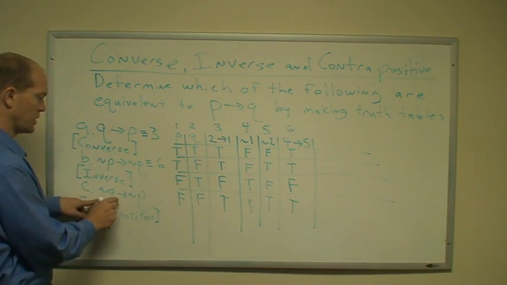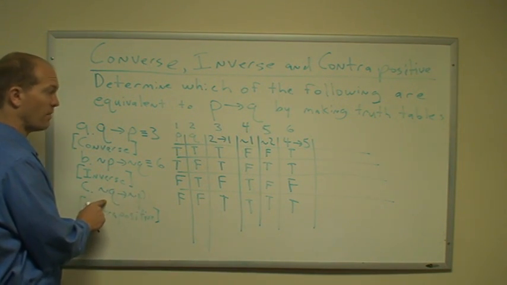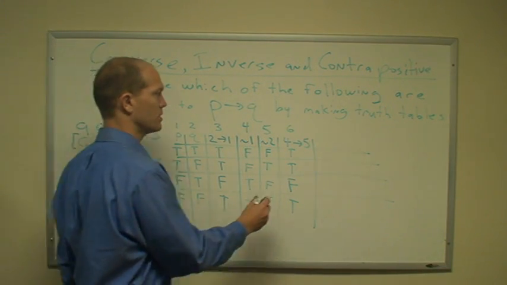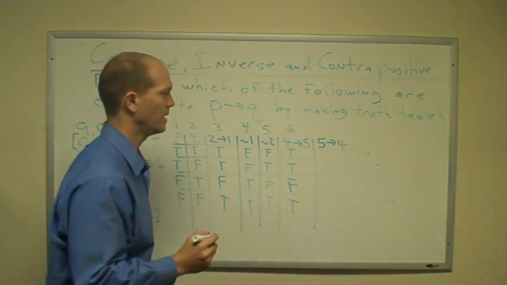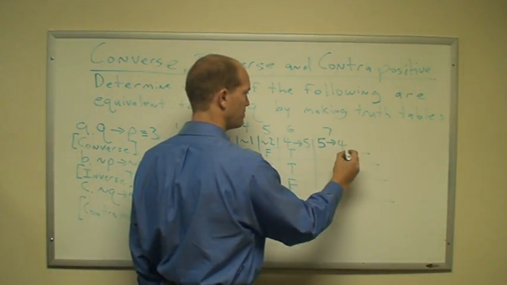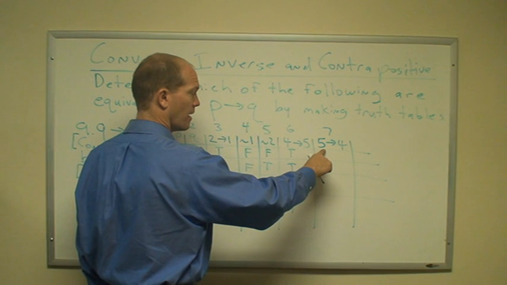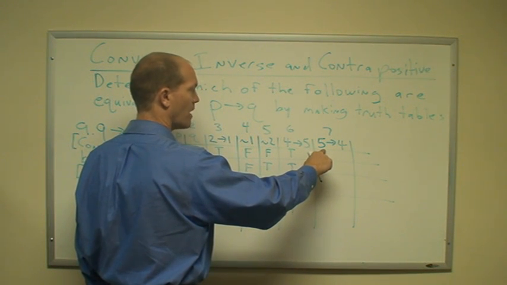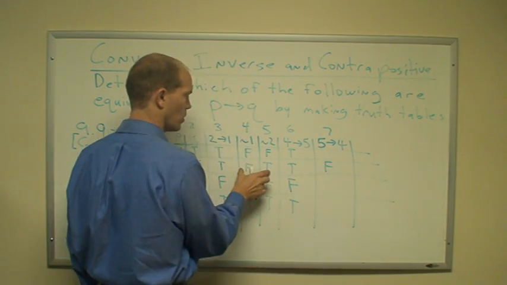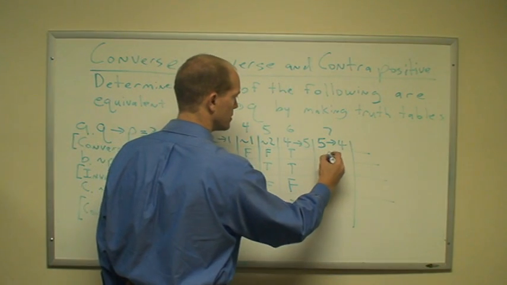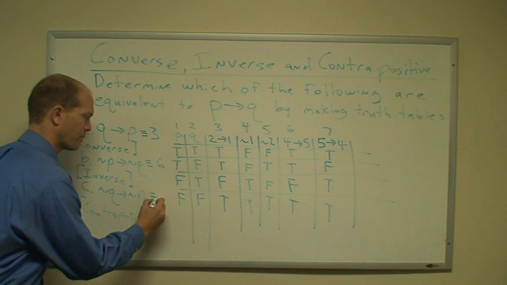Looking at the contrapositive, which is if not Q, then not P. Well, not Q is in column 5, not P is in column 4. So this is if 5 then 4, which is in column 7. Looking at this, I want to see where the truth values in column 5 are true, along with the truth values in column 4 being false. That should be this second row right here. That's true everywhere else. We see this in column 7.